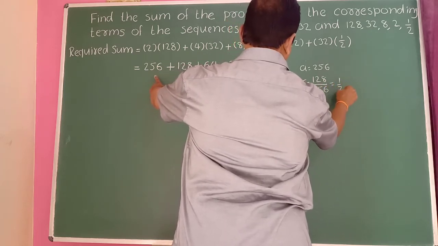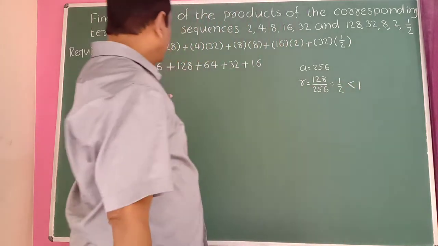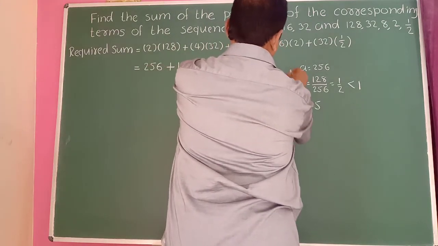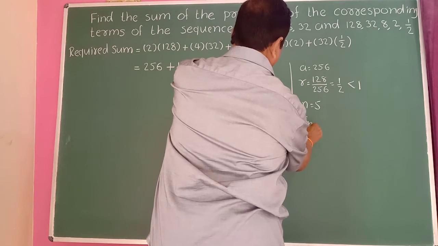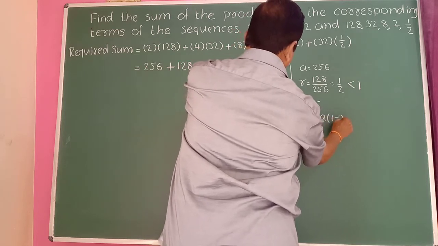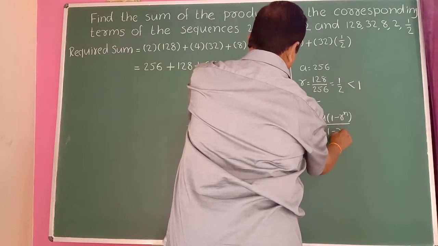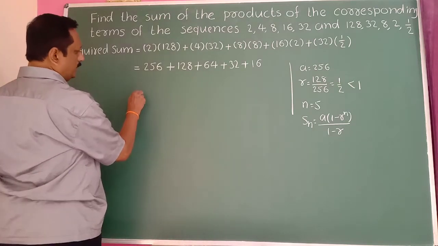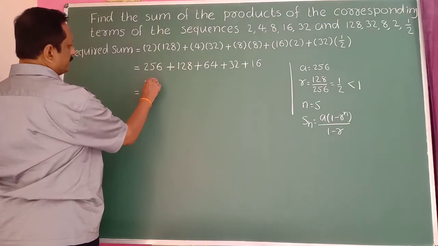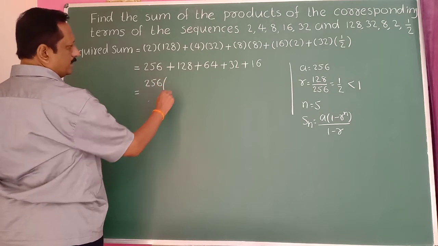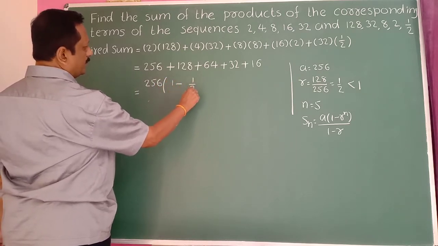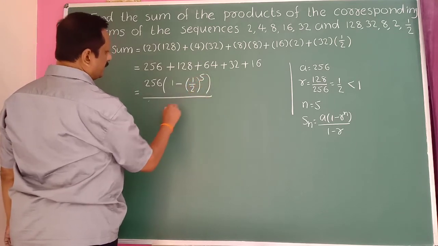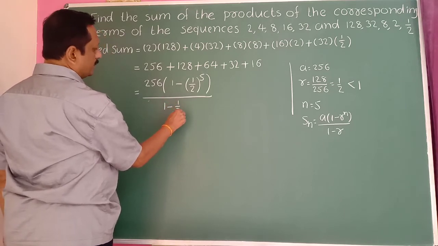Therefore it gives 1 by 2 here, so it is less than 1. And 1, 2, 3, 4, 5. So total number of terms is 5 here. Therefore you are using the formula Sn equal to A into 1 minus R to the power n divided by 1 minus R, because R is less than 1. Use this formula. So this is equal to A value is 256 here into bracket 1 minus of 1 upon 2 raised to 5 bracket complete divided by 1 minus of 1 by 2.